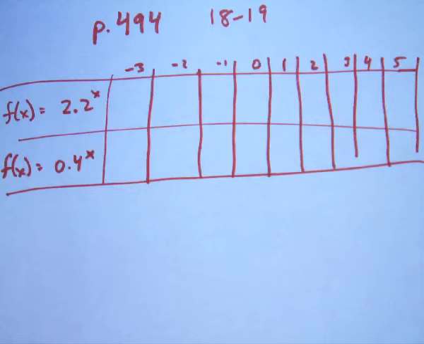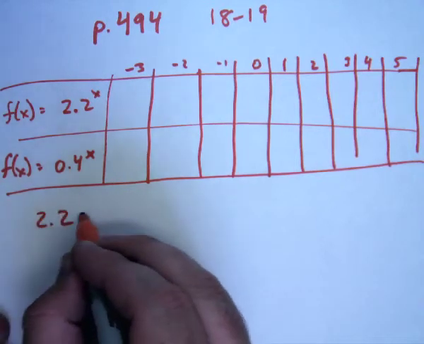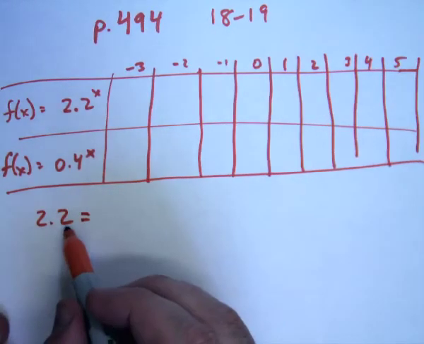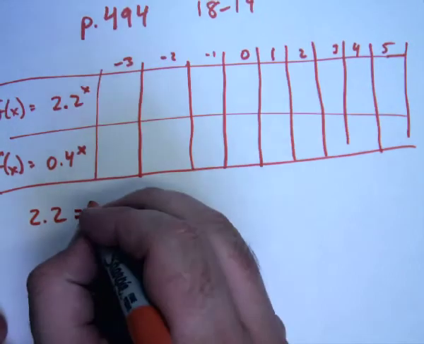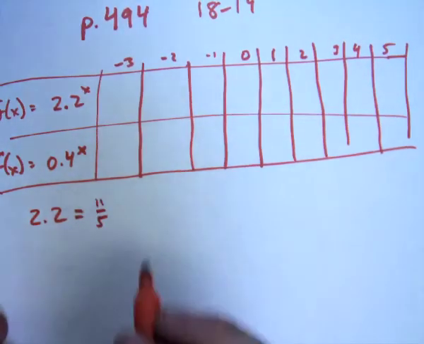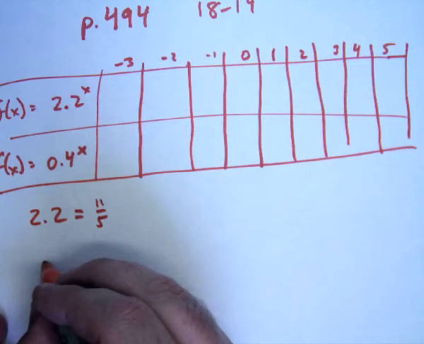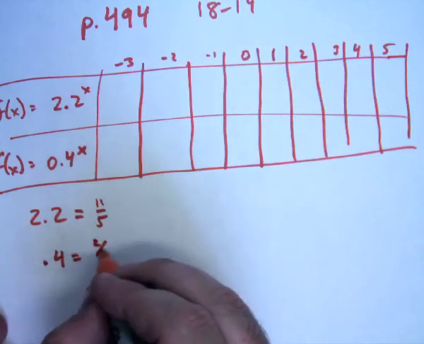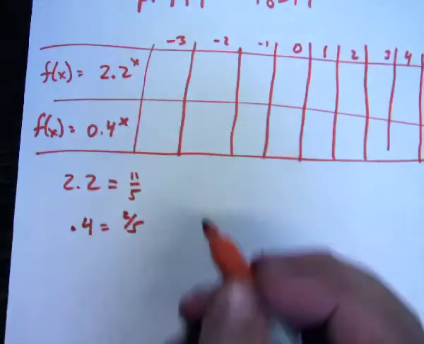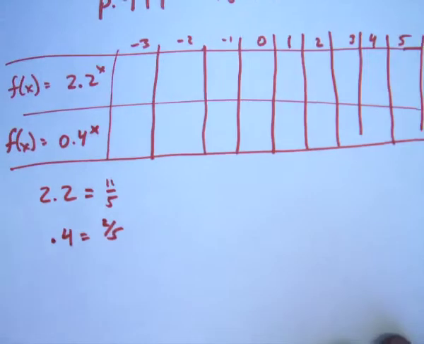Now, I made a table yesterday in class and graphed some exponentials. I will say that it's going to be a little easier to understand what's going on if we make them fractions. So I'm going to use 2.2. That's 2 1/5, so that's going to be 11/5. So I'm going to use that as my fraction, and then 0.4 is 2/5.